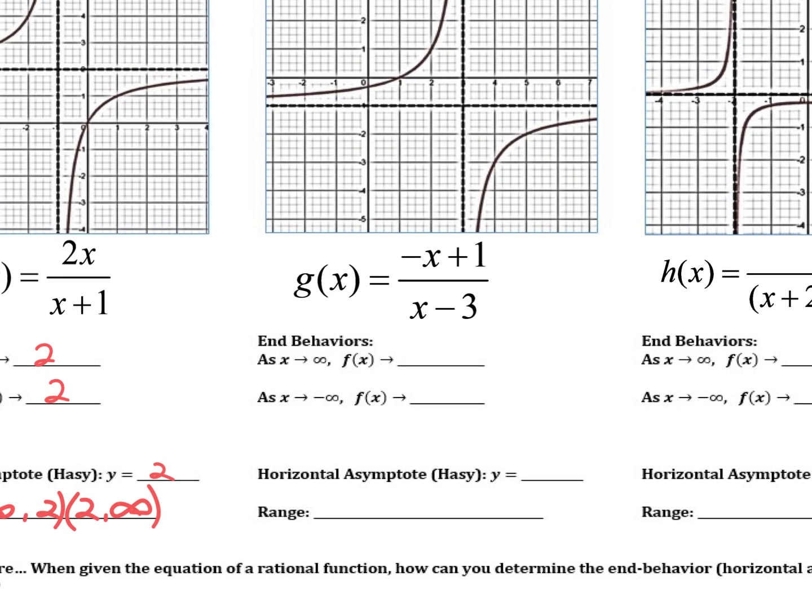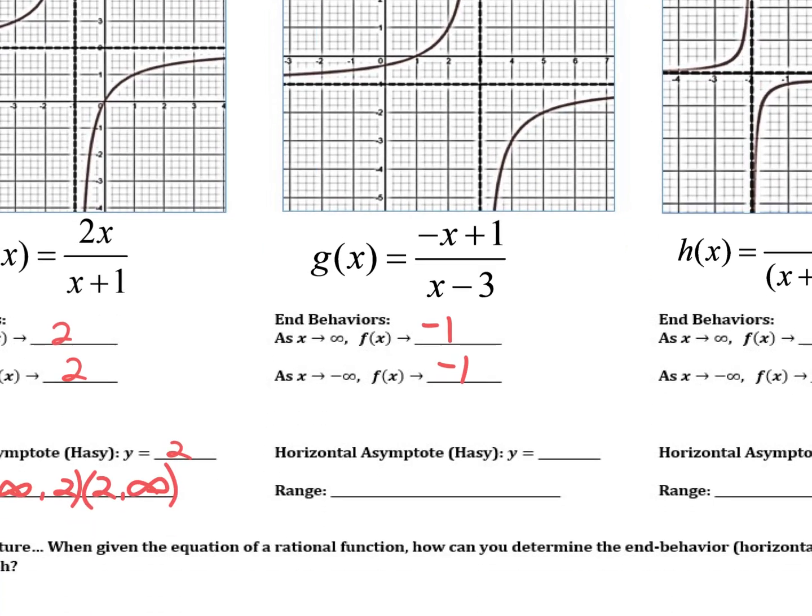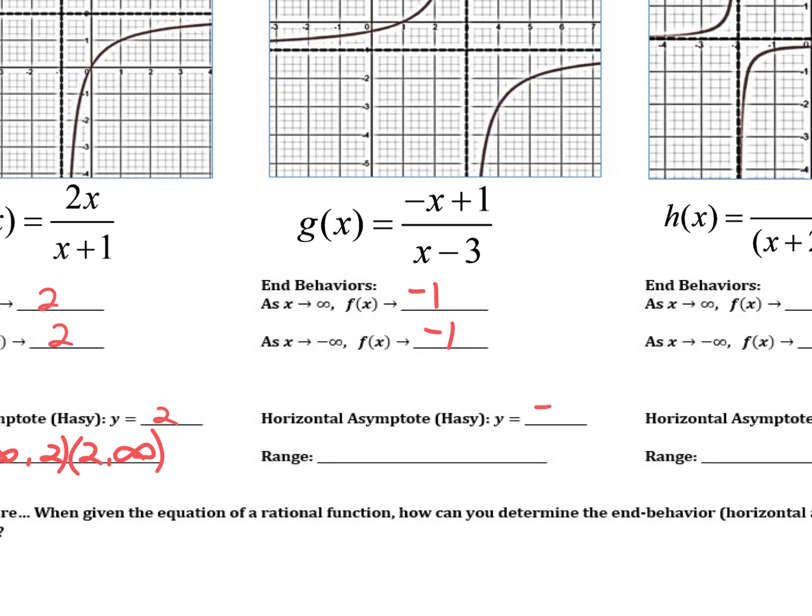Let's do the next one here. End behavior, if I go forever to the right, it's approaching negative 1. Forever to the left, it's approaching negative 1. Well, that leads me to believe that there's a horizontal asymptote at, you guessed it, negative 1. So the range for this thing would be negative infinity to negative 1, and then negative 1 to infinity.